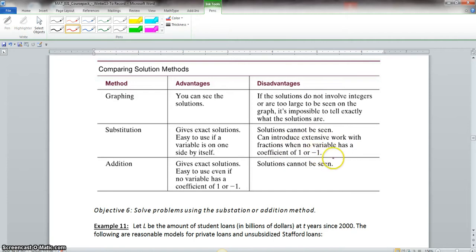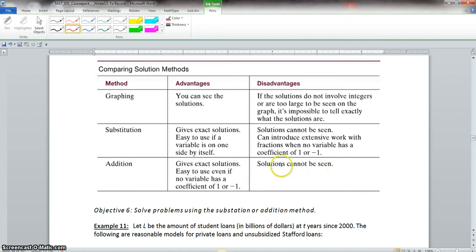When they're talking about the extensive work, it mainly goes like this here. If you end up with some fractions or some decimals, you can end up having to do a lot more work to find out what one answer is and then solve for the other. Now the addition method, or we call the elimination method, it gives exact solutions, easy to use even if no variable has a coefficient of 1 or -1.